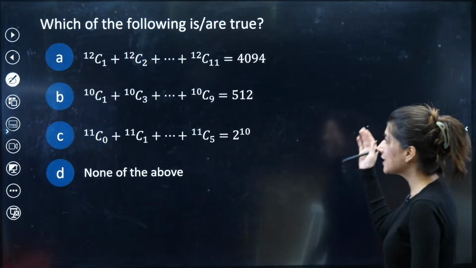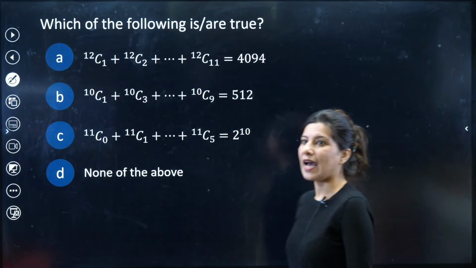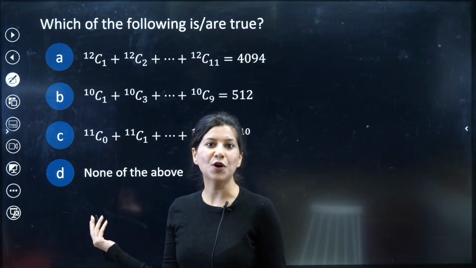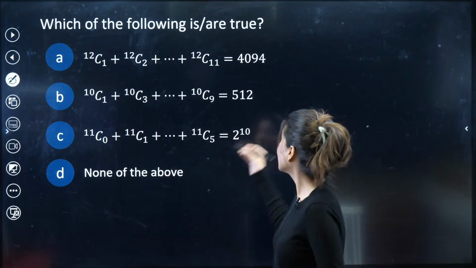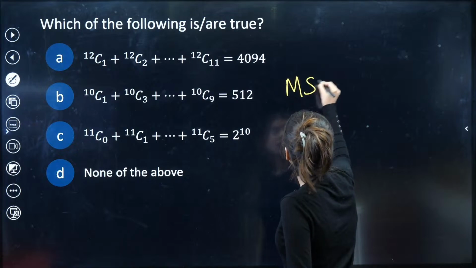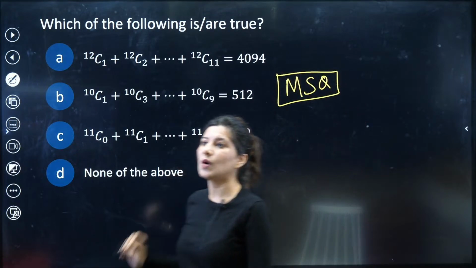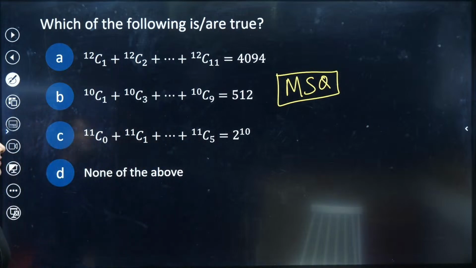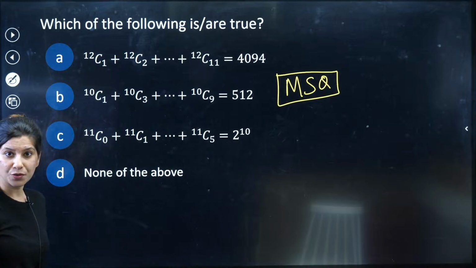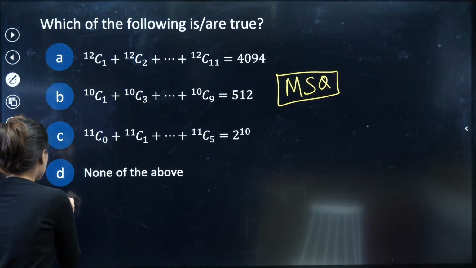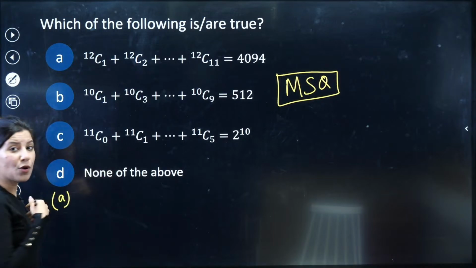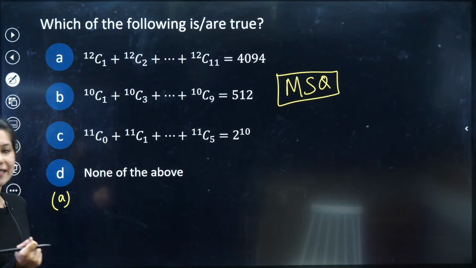So which of the following is true? You have 4 options and this is a multi-select question. And I want you all to answer this. 12C1 plus 12C2 plus 12C3 and all the way up to 12C11 is 4094. Okay, so let us first solve the A part. Let me solve the A part, then you solve B, C, D.